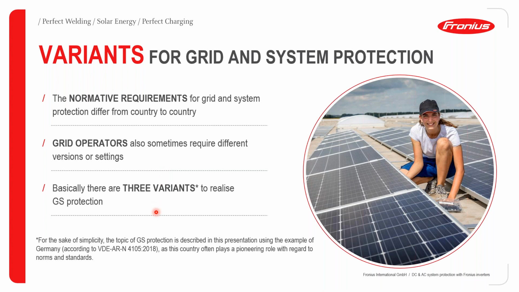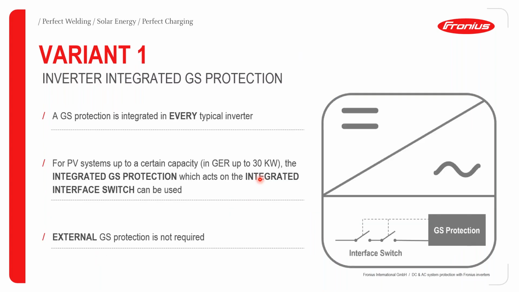To continue, there are basically three variants that we are going to be discussing in this presentation. For the sake of simplicity, the GS protection topic discussed in this webinar uses the example of Germany with the respective VDE code. Good. Let's now talk about variant one. In this case, we have the inverter integrated GS protection. This is usually integrated in every typical inverter.